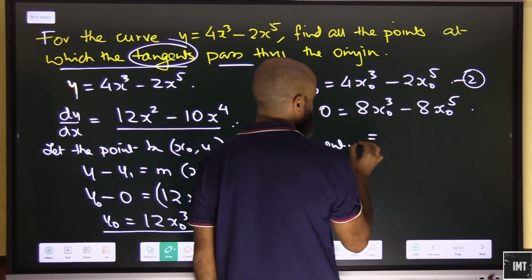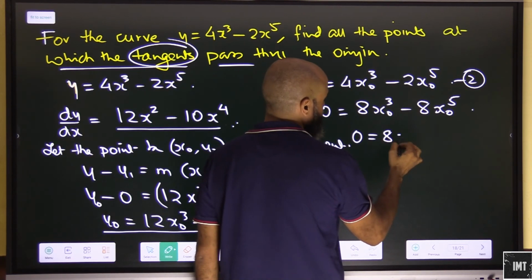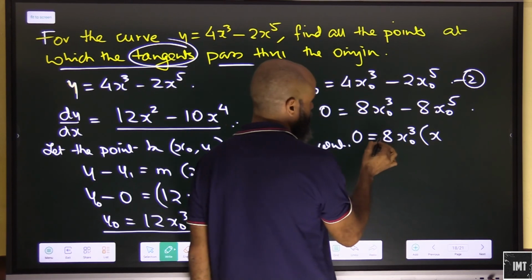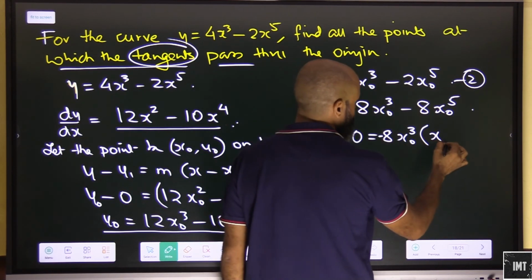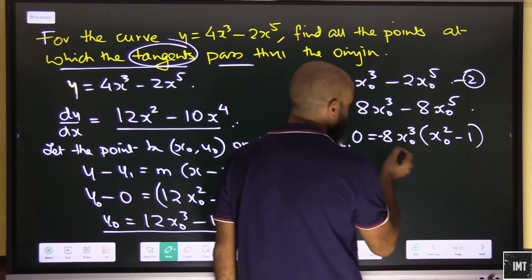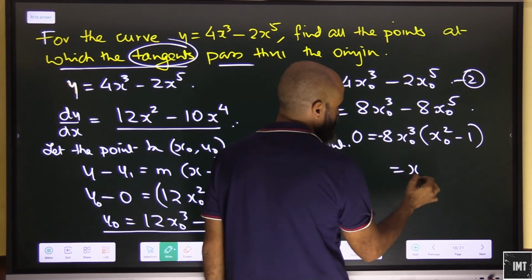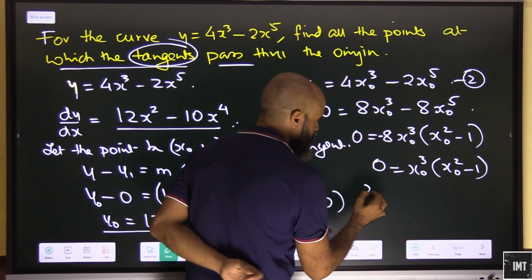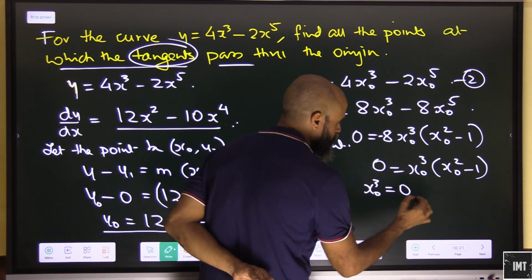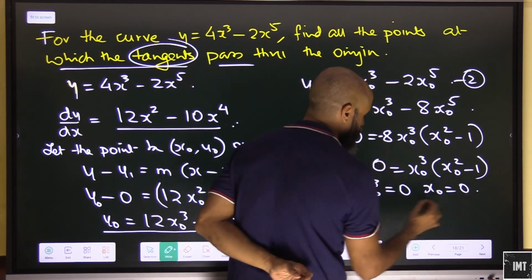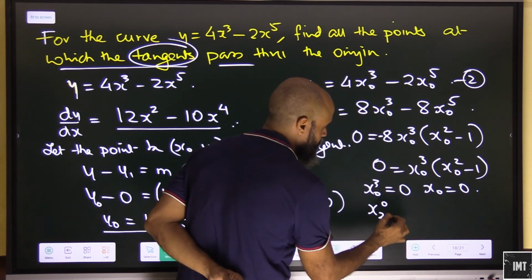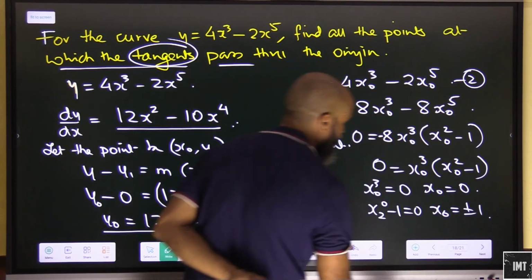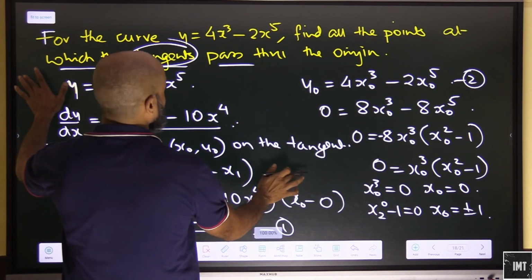So we have 0 equal to 8x naught cube minus 8x naught raised to 5. If I take minus 8x naught cube out, this will be x naught square minus 1. Obviously minus 8 goes off, so we have x naught cube times x naught square minus 1 is equal to 0. Putting x naught cube equal to 0, we get x naught is equal to 0. Putting x naught square minus 1 equal to 0, we get x naught is equal to plus minus 1. Okay, so we will basically have to find the points.